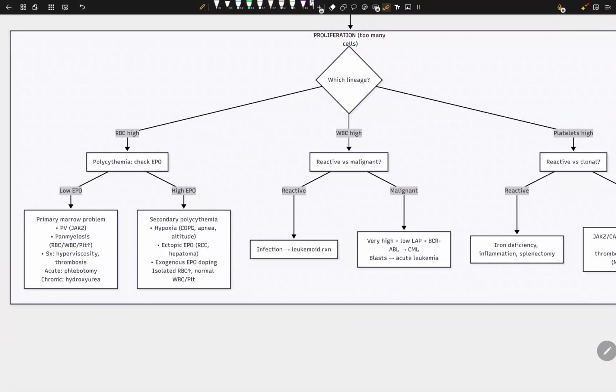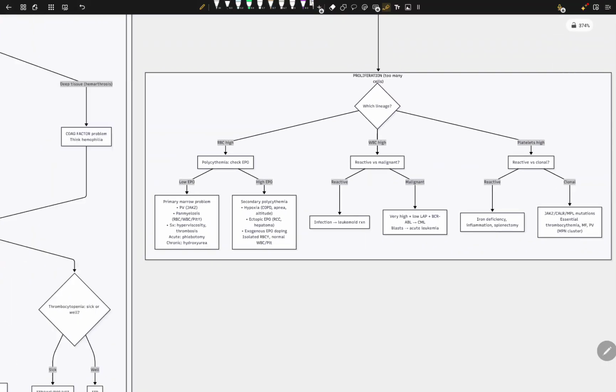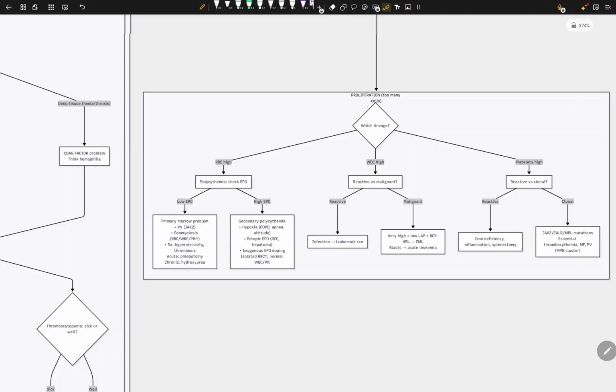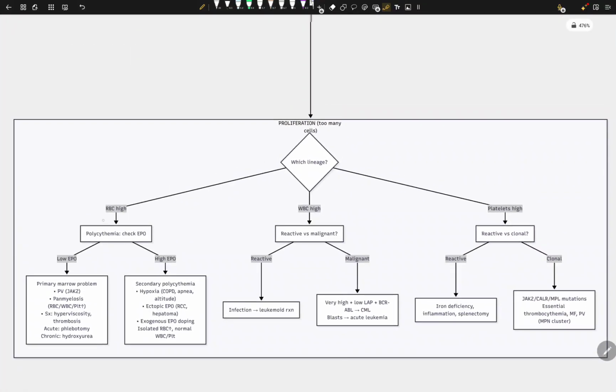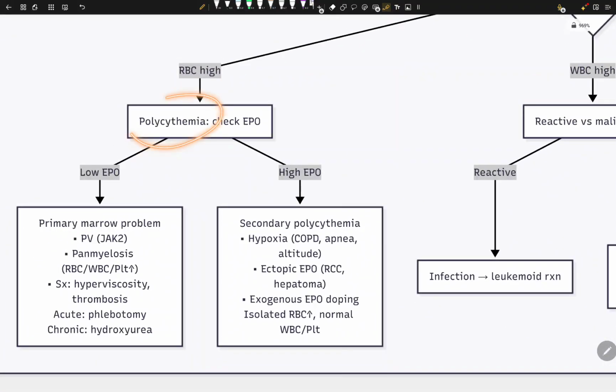Now, first question, which lineage? RBCs are high, or WBCs are high, or platelets are high? What kind of cells are high right now? RBCs are high here. We have high RBCs. How? We have polycythemia. Well, gotta check the EPO.